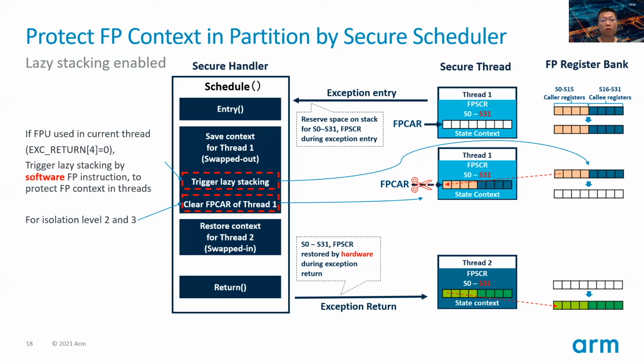For isolation level 1, all the secure partitions are in the same secure zone, but the FP context still needs to be saved, though it does not need to be cleared, to prevent data corruption in the thread. At the same time, for isolation level 2 and level 3, the floating point context registers should be cleared before context switching to another thread, to prevent the FP context of the current thread from being tampered with by the other thread. And during the PendSV return in the scheduler, FP registers are restored by the hardware automatically from the swapped-in thread stack.